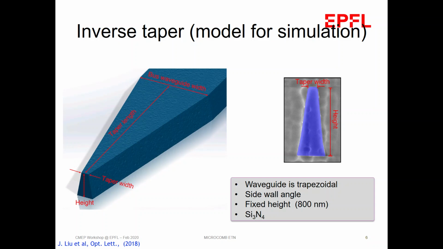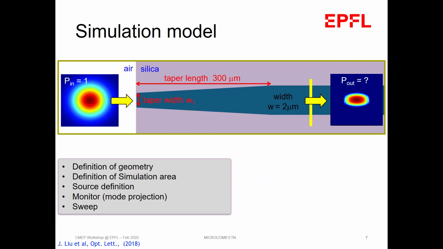I picked the standard number such that when you do the simulation, you can compare the result with this paper. And the cladding material is silicon oxide. The core consists of silicon nitride. For the simulation model, what I will consider is the following. We'll start with the source, which is a Gaussian mode.